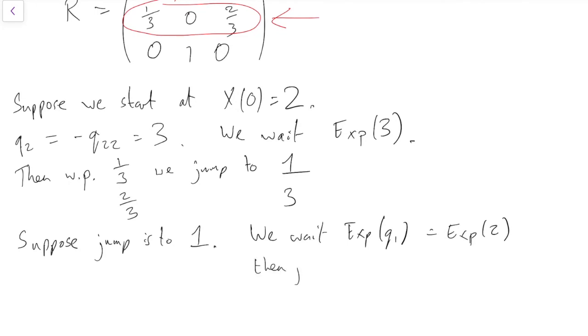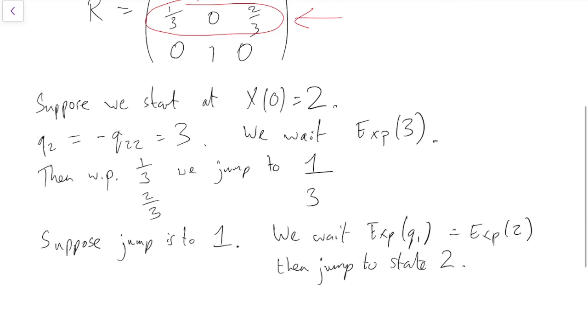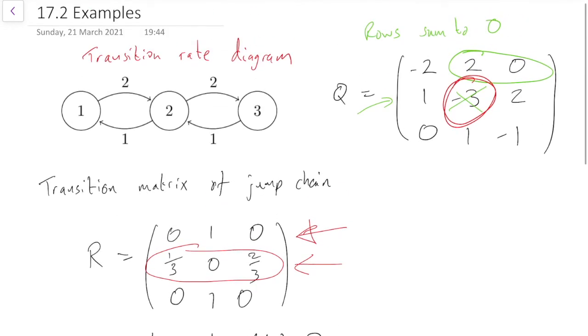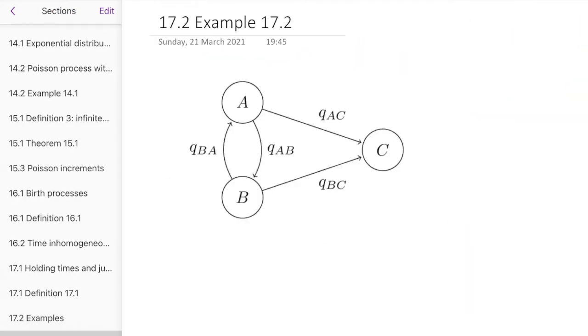Then jump to state 2. And we can keep on arguing like that. From 2, we wait an exponential 3 amount of time, and then we go up with probability 2/3 and down with probability 1/3, and so on. And that's all explained in that single transition rate diagram. Let's look at another example.